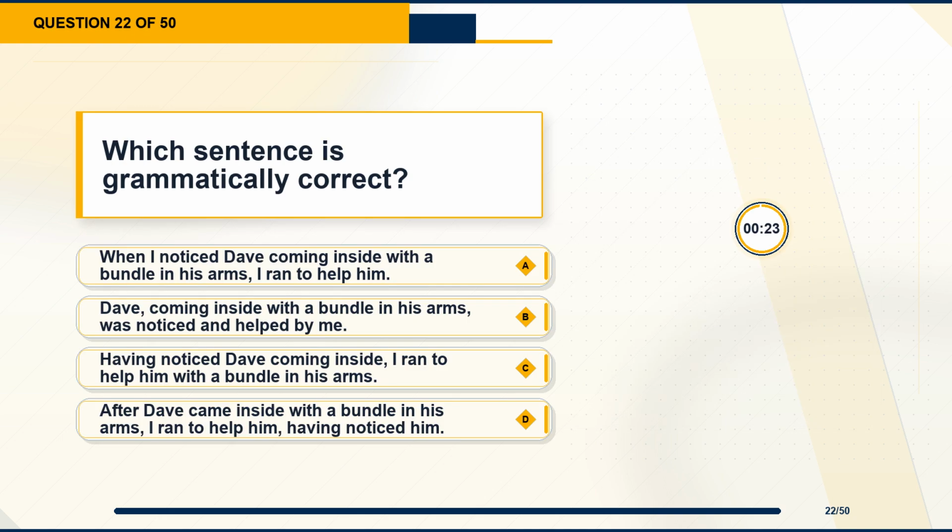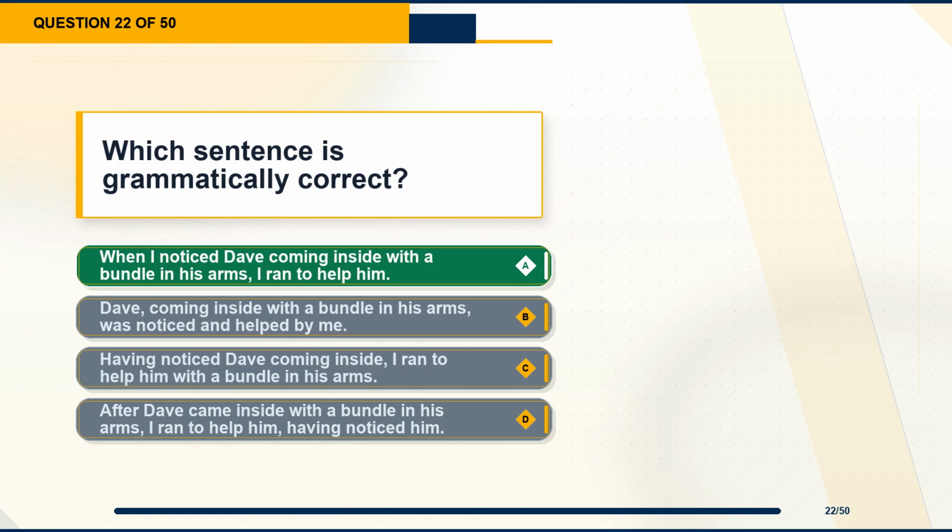Question 22. Which sentence is grammatically correct? Option A. When I noticed Dave coming inside with a bundle in his arms, I ran to help him. Option B. Dave, coming inside with a bundle in his arms, was noticed and helped by me. Option C. Having noticed Dave coming inside, I ran to help him with a bundle in his arms. Option D. After Dave came inside with a bundle in his arms, I ran to help him, having noticed him.